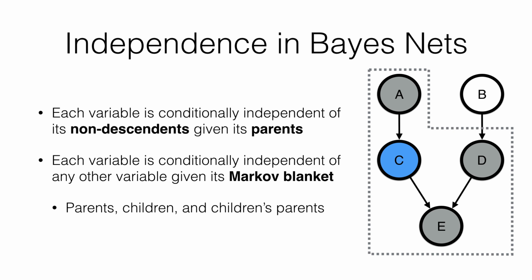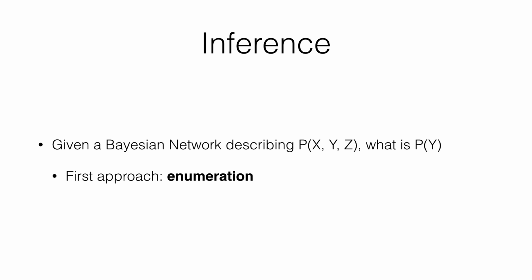So let's think about how we can use this independence, especially in the task of inference. Given a Bayesian network describing a joint distribution of x, y, and z, one question we might ask that's a problem of inference is, what is p of y? Right? What is the marginal probability of one variable, which would essentially require us to enumerate or sum over all of the possible settings of x and z, all the remaining variables. And the first approach is enumeration. So let's look at what that would look like.